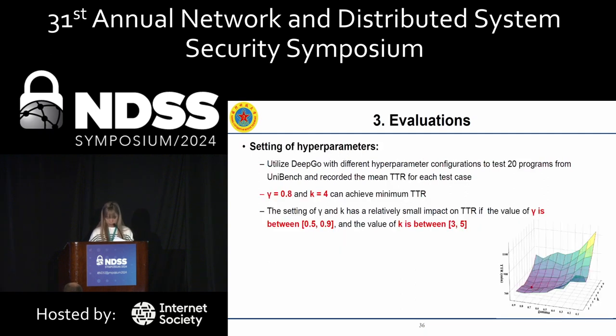To observe the impact of varying gamma and k on DeepGo, we utilize DeepGo with different hyperparameter configurations to test 20 programs from UniBench and recorded the mean TTR for each test case. According to the TTR results, we observed that when gamma equals 0.8 and k equals 4, DeepGo can achieve minimal TTR, and the setting of gamma and k has a small impact on TTR. The value of gamma is between 0.5 and 0.9, and the value of k is between 3 and 5.